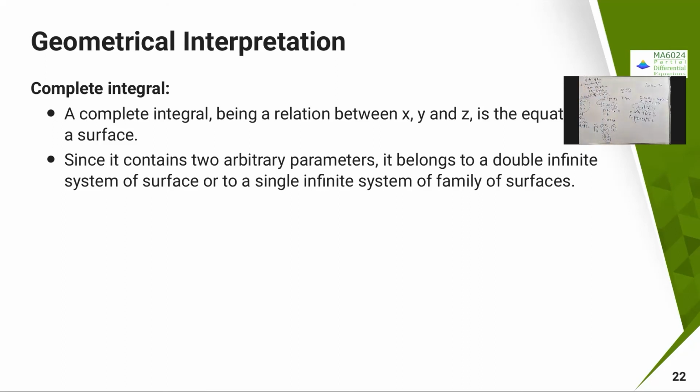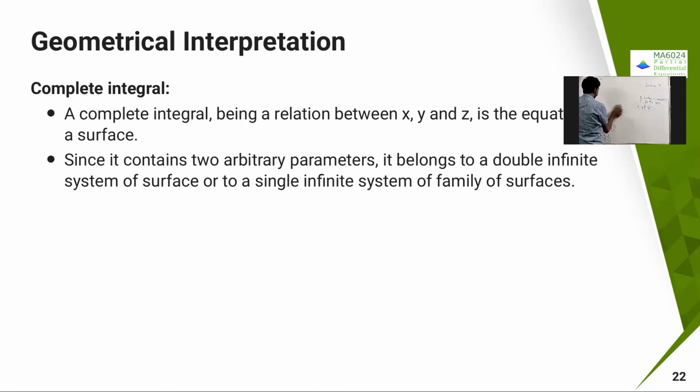Okay. So what is the geometrical interpretation? The geometrical interpretation of the problem is that the complete integral is a relation between x, y, and z in a surface. Since it contains arbitrary parameters, as we have mentioned in the earlier case also, it is going to be a double infinite system of surfaces. This I have already mentioned in one of the classes.